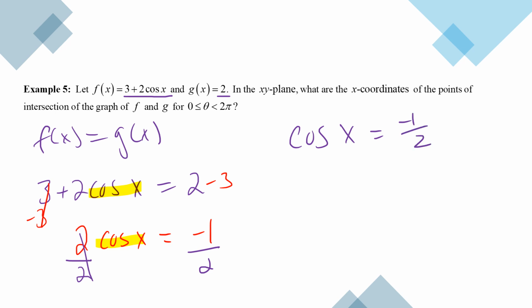What are my restrictions for this? Which quadrants will cosine be negative in? In quadrant 2 and quadrant 3. So my angle has to be in one of these two. You're looking at the x coordinate, correct? Because cosine is your x coordinate. So what x coordinate in quadrant 2 or in quadrant 3 will give you negative 1/2?